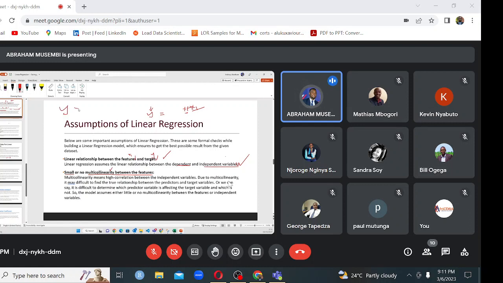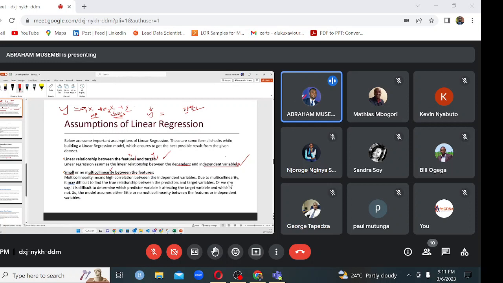Let's take an example of salary. Let's say y is our salary, and we are using work experience. So x1 is work experience, to determine salary, and our second variable, x2, will be maybe skills. Of course, we know work experience comes with skills. Let me put an error term here.